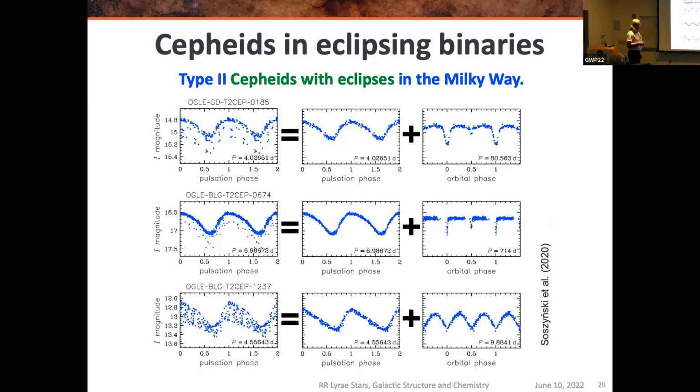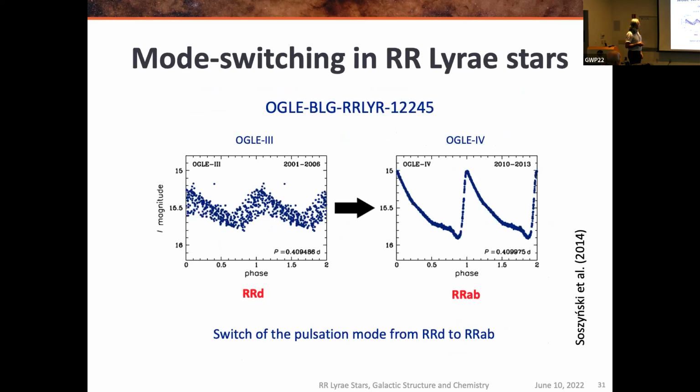We found several such stars among type 2 Cepheids and several dozen such stars among delta Scuti stars. As Gergely said, we don't know any RR Lyrae star with eclipses so far.